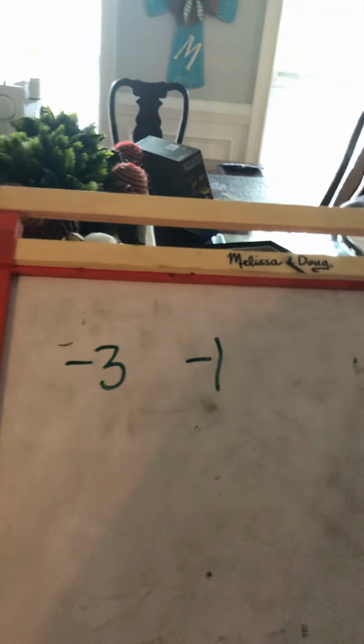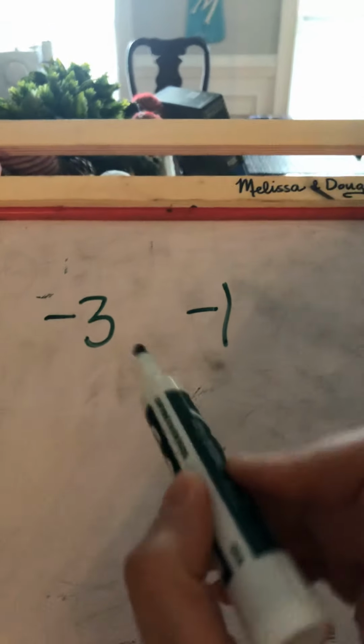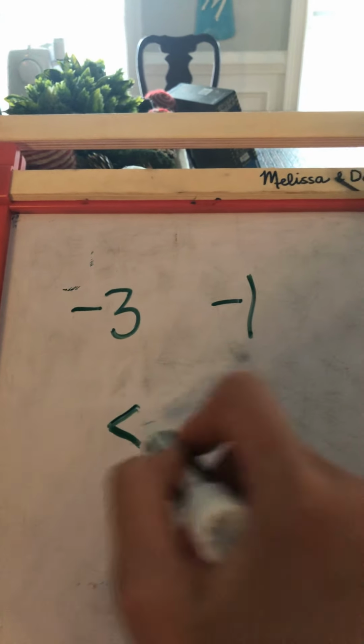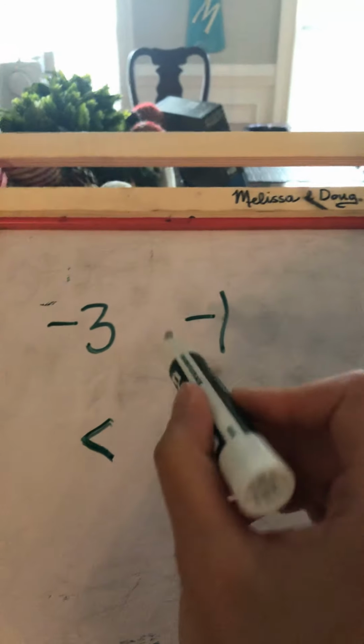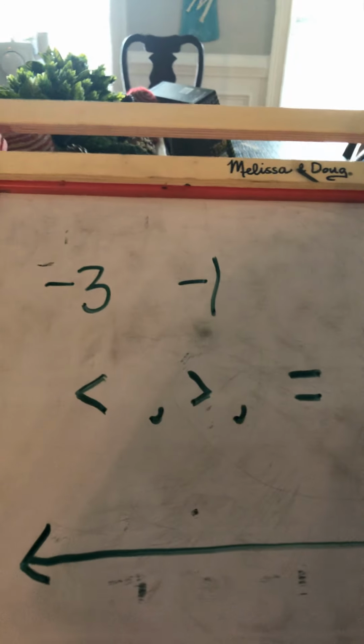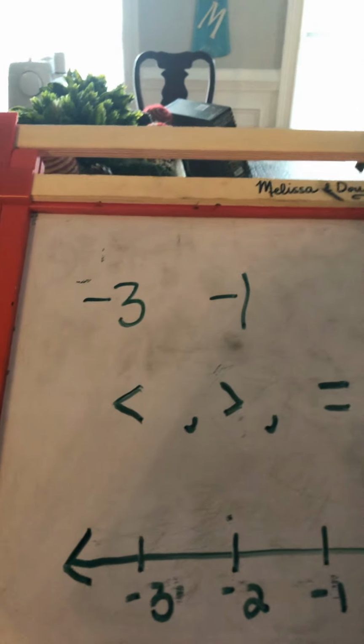Okay. You will also be asked to compare your integers. Comparing is where we're using the less than, greater than, or equal sign. So it might have negative 3 and negative 1. You're going to be given two numbers, and you have to tell me what sign goes in between these two numbers: a less than sign, a greater than sign, or an equal to sign. Again, if you need to draw a number line on your paper to answer these, please do that.